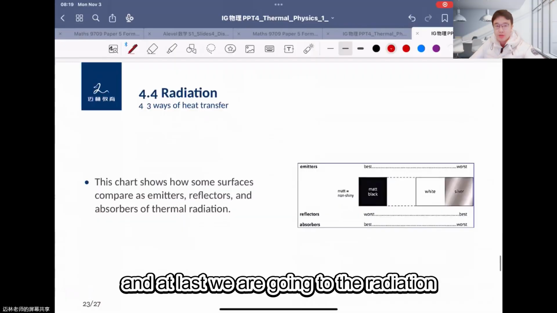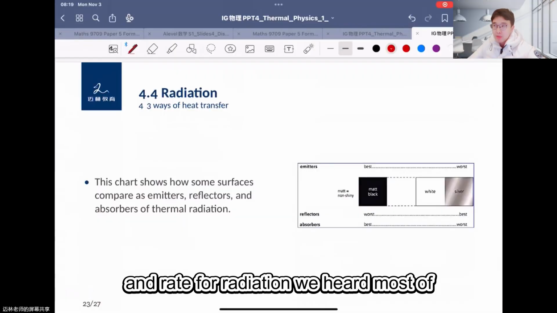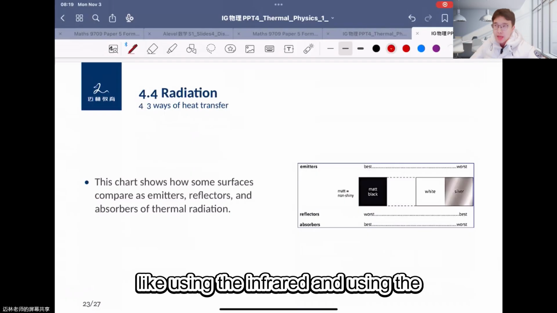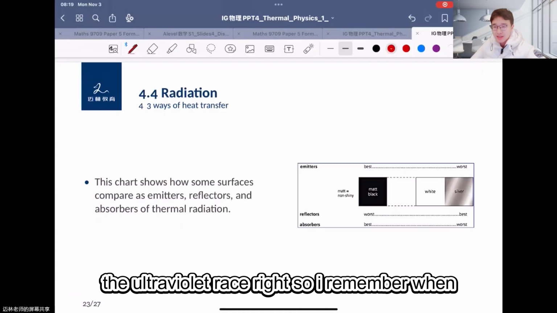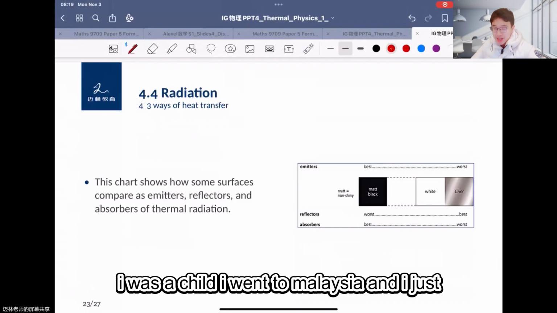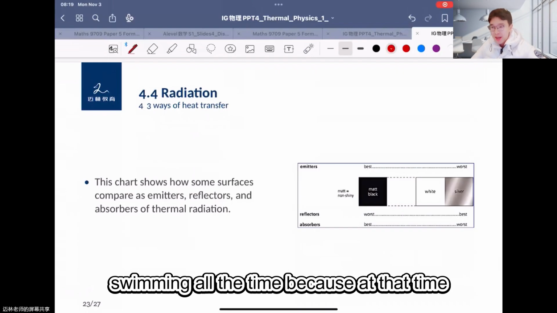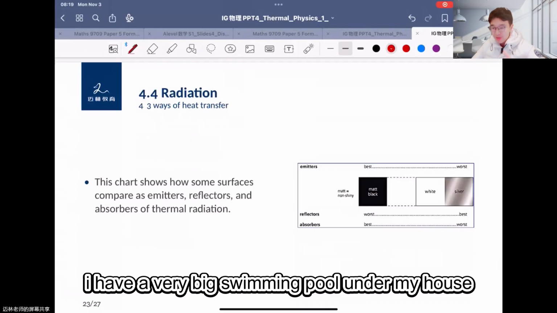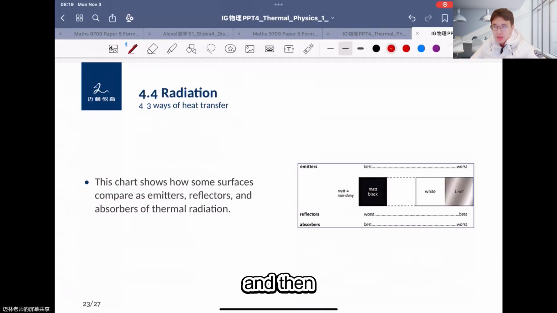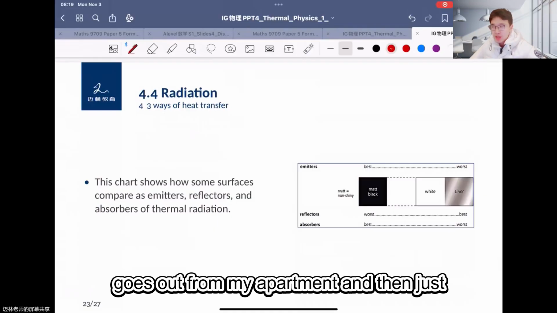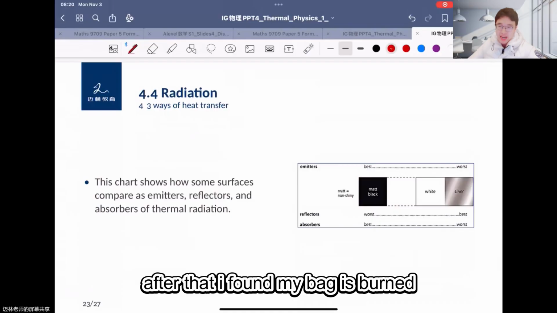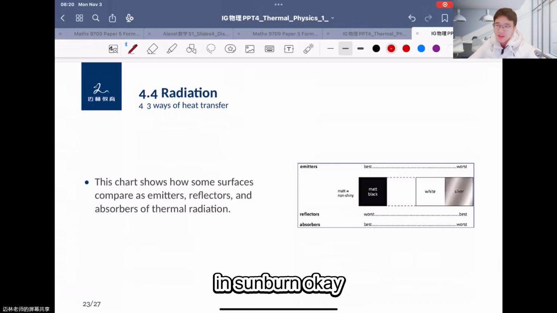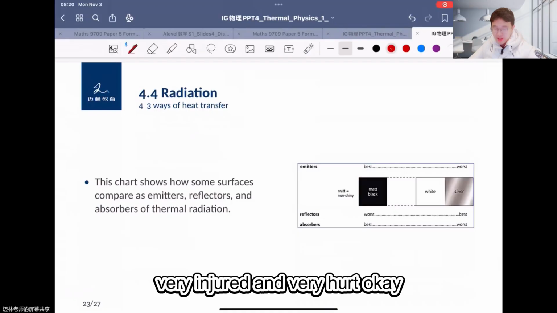And at last, we are going to the radiation. For radiation, we hear mostly about infrared and ultraviolet, right? Because the sun releases infrared and ultraviolet rays, right? So I remember when I was a child, I went to Malaysia, and I was swimming all the time because I had a very big swimming pool under my house. Every day I went out from my apartment and just went to the swimming pool and swam. And after that, I found my back was sunburned, very injured and very hurt.